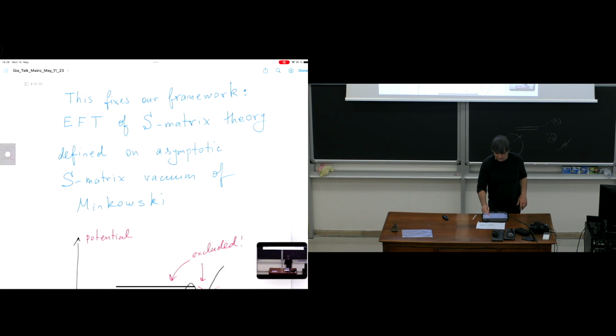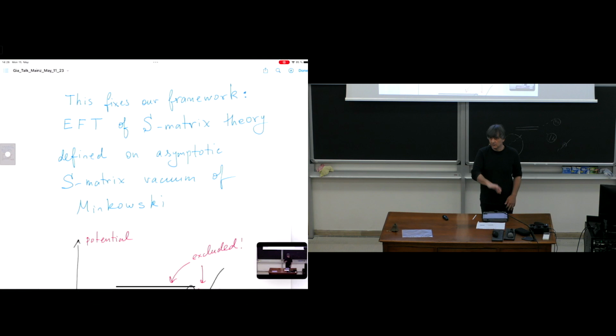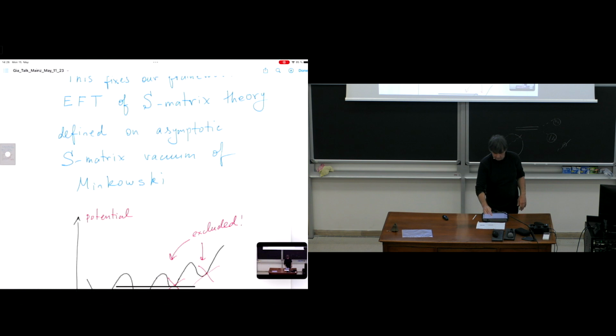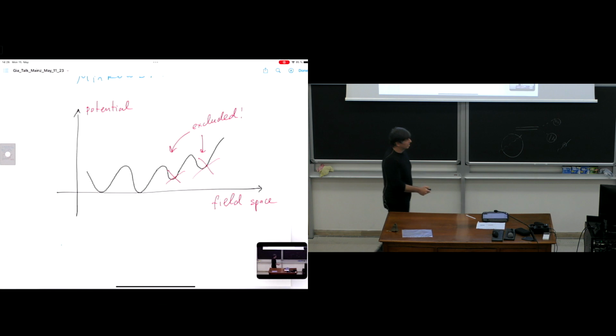Now, we can come back to this motivation, okay? I don't want to enter discussions about this motivation now. So one motivation is this. If you want to fix your theory to be an S-matrix formulation, this fixes the background essentially uniquely. It has to be Minkowski. So then your theory cannot allow anything like this. So it's Minkowski, okay?